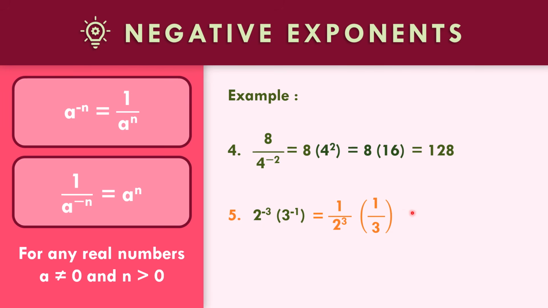Copy 1, and then 2 cubed, that is 2 times 2 times 2, so that is equal to 8. So 1 over 8, and then copy 1 over 3. In multiplication, you need to multiply the numerator and then the denominator. 1 times 1 is 1. 8 times 3 is equal to 24. So the final answer is 1 over 24.